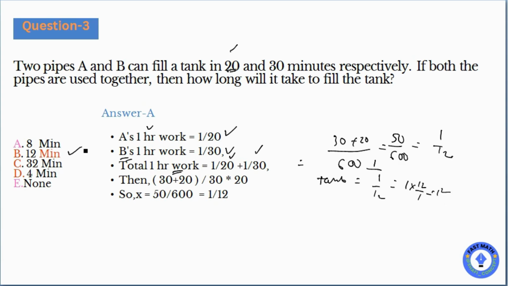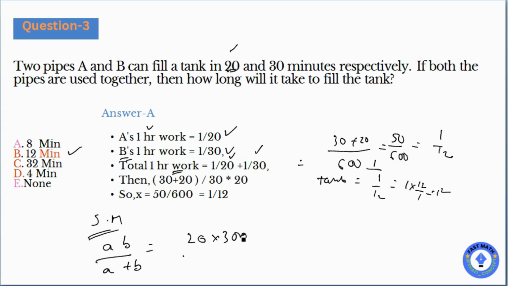Let's move to the shortest way of doing this. The formula is AB divided by A plus B. Please memorize this formula: if two taps fill a tank in X and Y minutes or hours, use it. A is given as 20, B is given as 30.